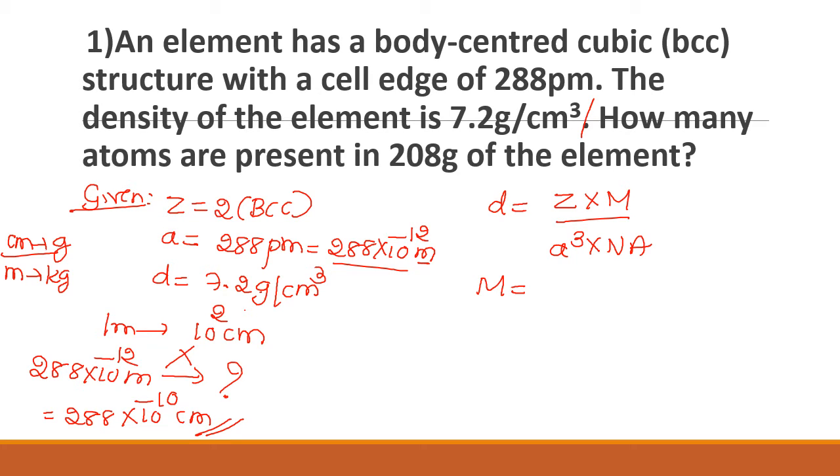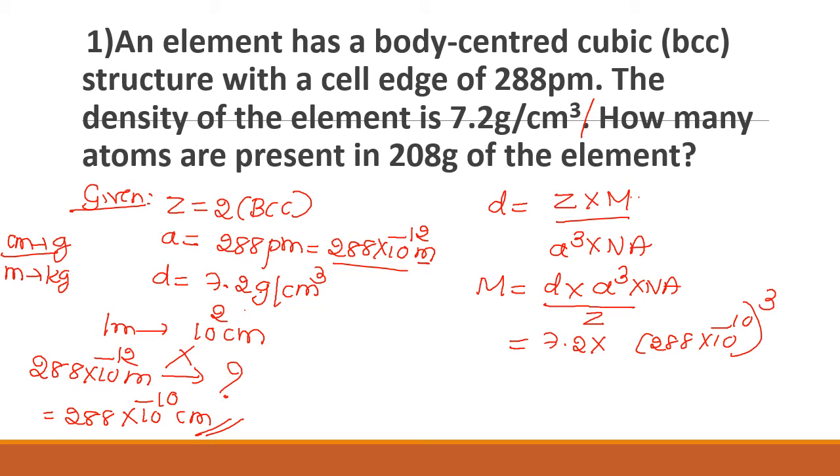So molar mass, what happens? The formula is M equal to d into a cube into NA divided by Z. Let us substitute the values: 7.2, a value is 288 into 10 to the power minus 10, whole cube, and Avogadro's number 6 into 10 to the power 23, divided by Z value, which is 2. So using a calculator, find out the answer, that is the molar mass here. So how much is it?